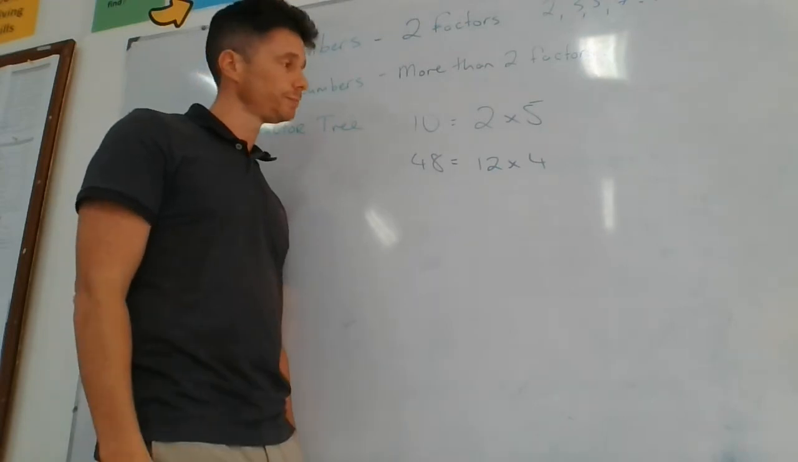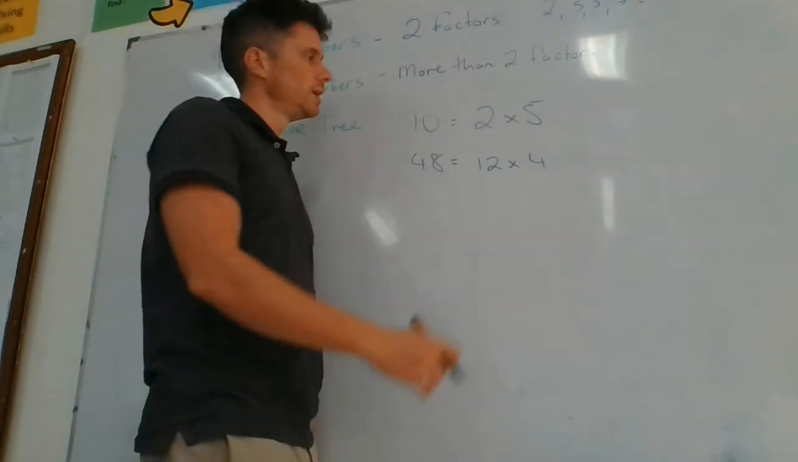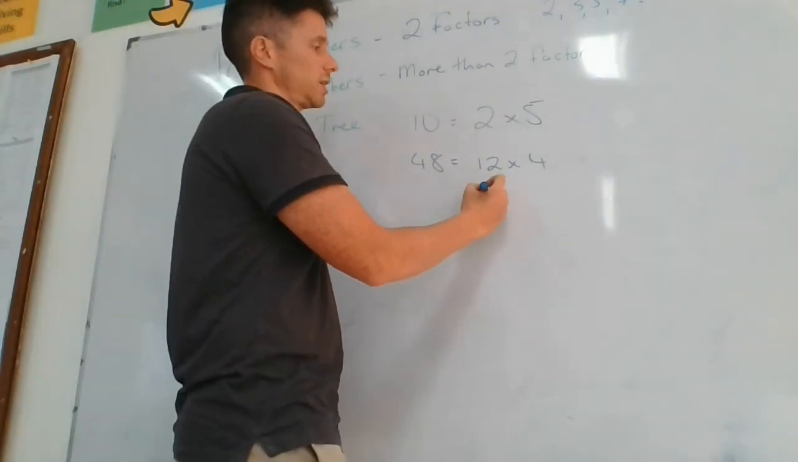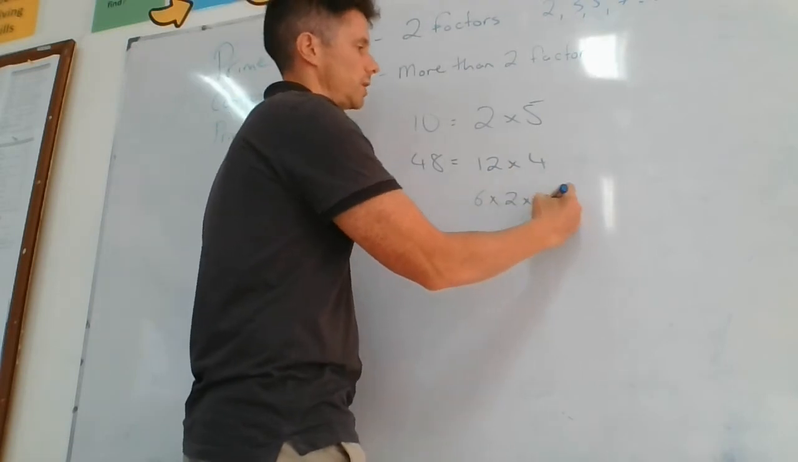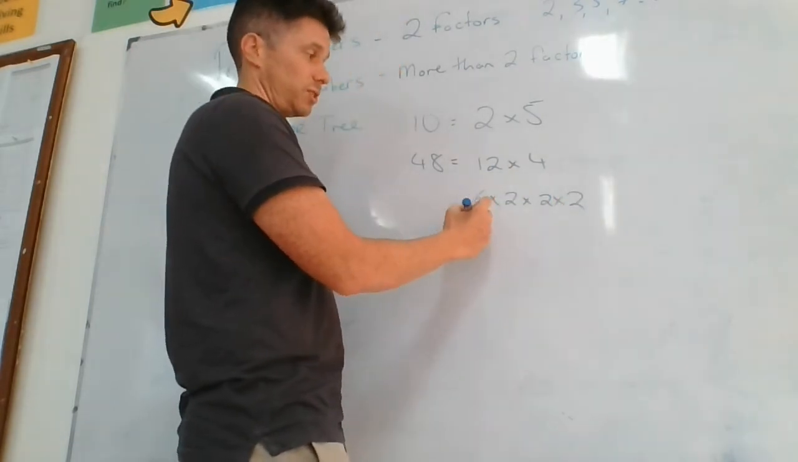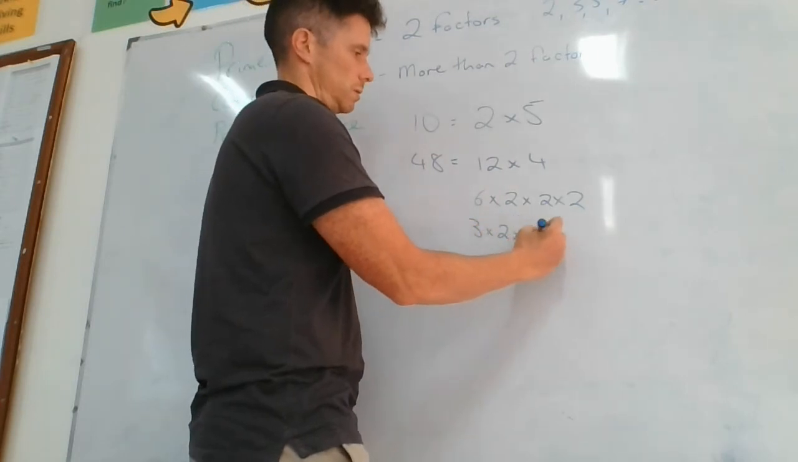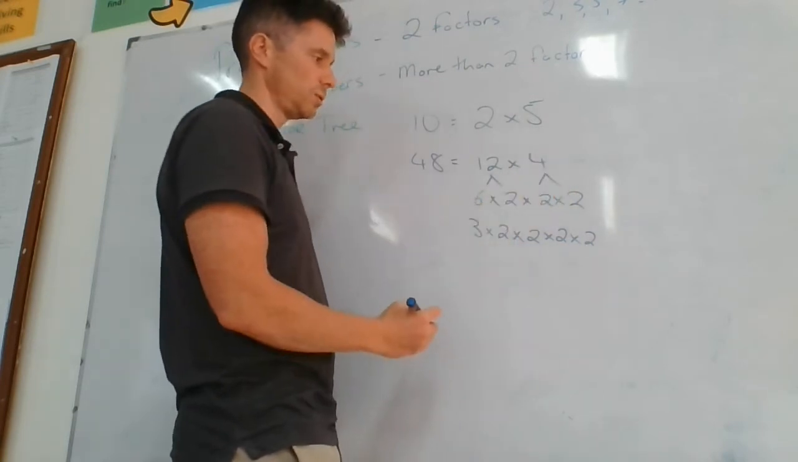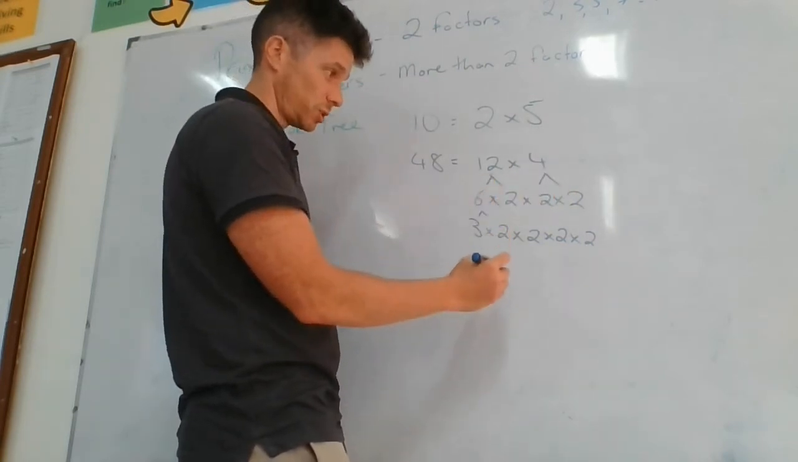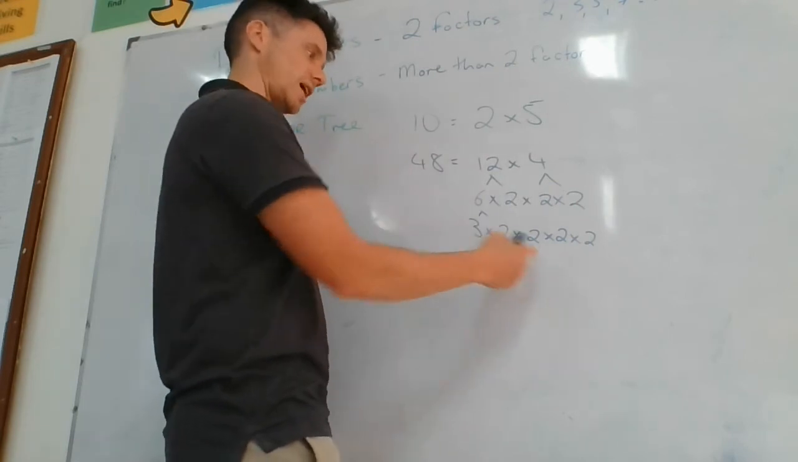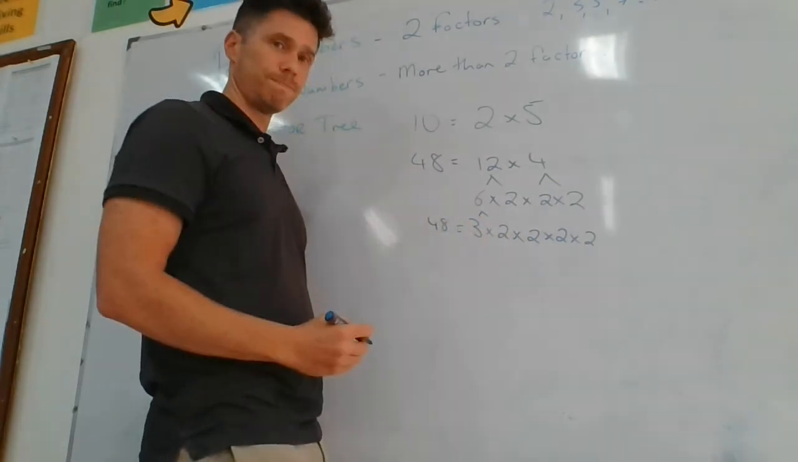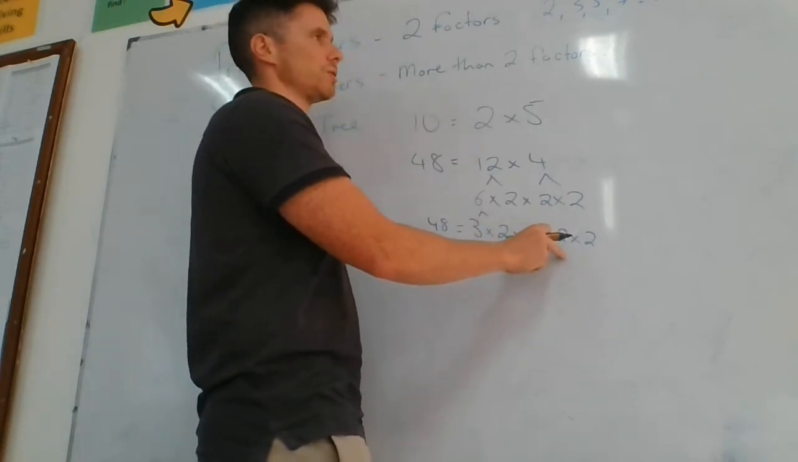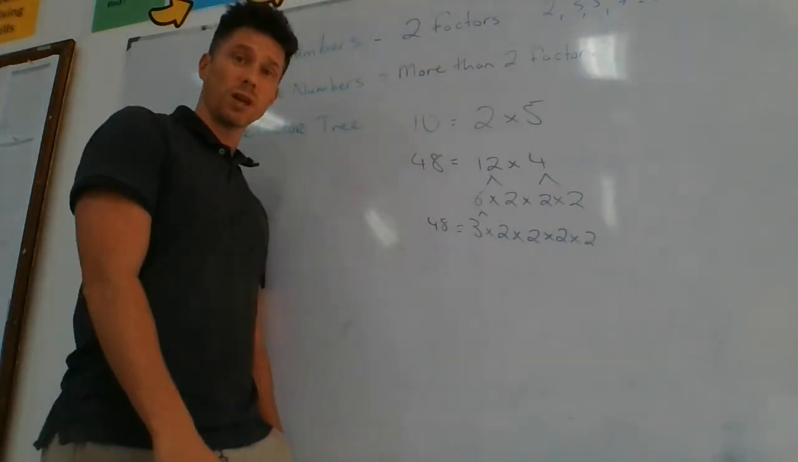We've just learned they're composite because they have more than 2 factors. But if they have more than 2 factors, we can break them down. So 12 is actually 6 times 2, and 4 is 2 times 2. And 6 is actually 3 times 2. Does this multiply out to give 48? 3 times 2 is 6, that answer times 2 is 12, that answer times 2 is 24, that answer times 2 is 48. So yeah, it does.